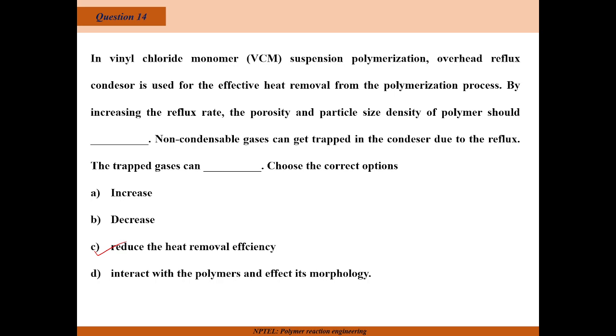And definitely, the heat within the system can affect the particle size and porosity. So the answer to this question is it will increase. So increasing the reflux rate should increase the particle size and porosity. The answer here is increase. Here it is reduce heat removal efficiency.